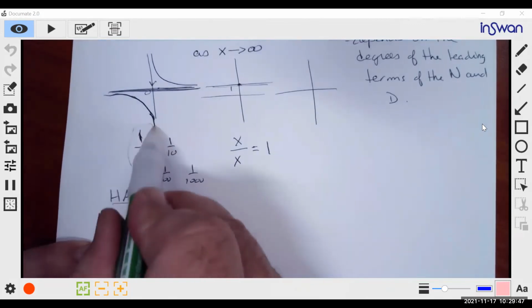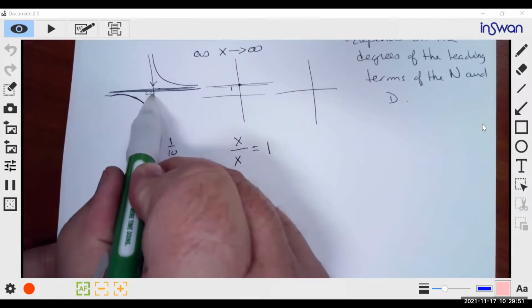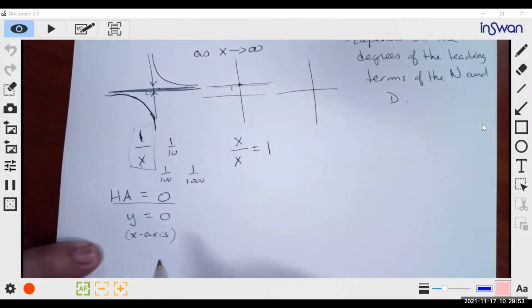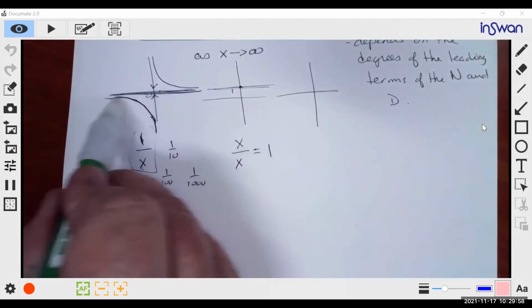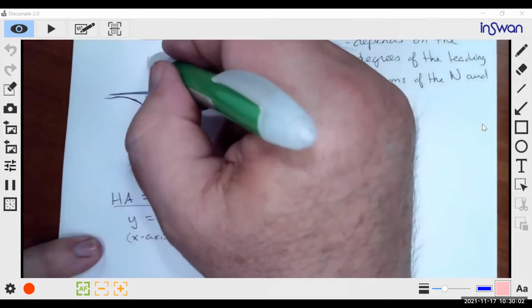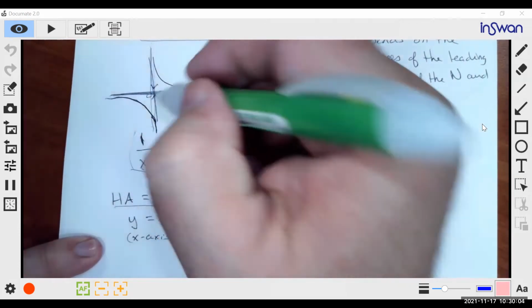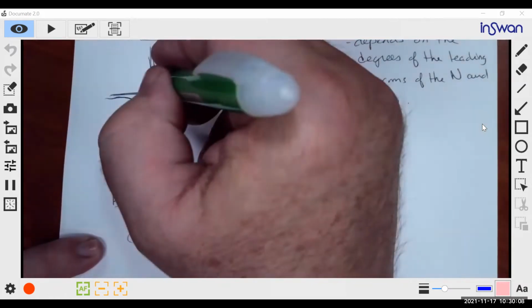1 over x from our library of functions looks like this. This graph gets awfully close to the x-axis, but never crosses it. So our horizontal asymptote is 0. Our vertical asymptote is also 0 because you said bottom equals 0. It never crosses this line either.